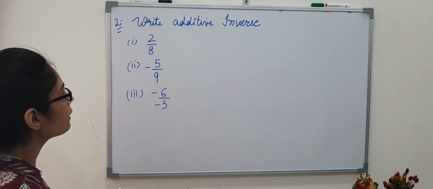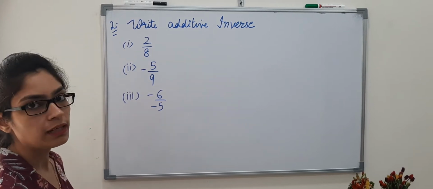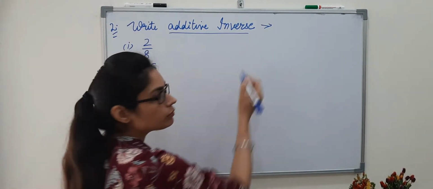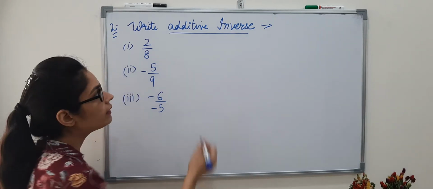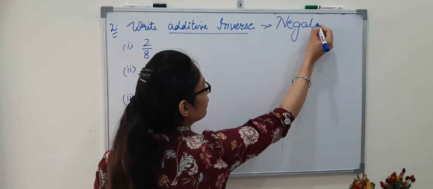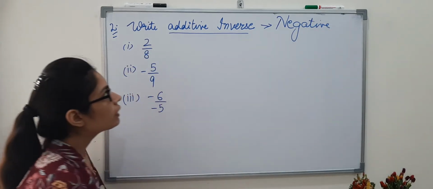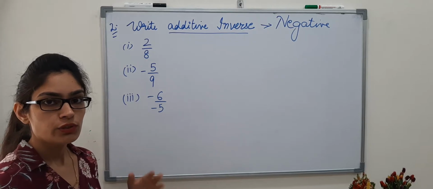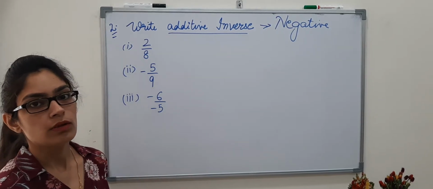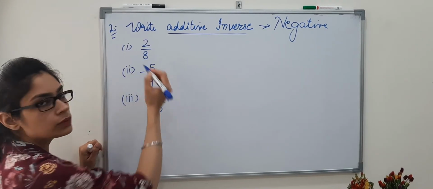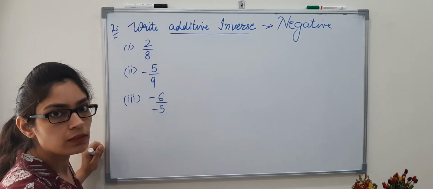So first of all, we have to understand what additive inverse is. We have studied additive inverse in properties. Additive inverse is the negative of a number. In other words, additive inverse means any number which, if I add to the number, I will get 0 as my answer. So let's try. Whichever number is written, you always have to write the opposite sign.